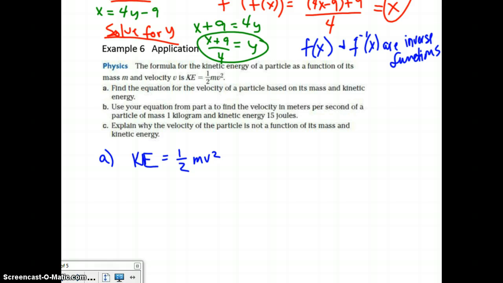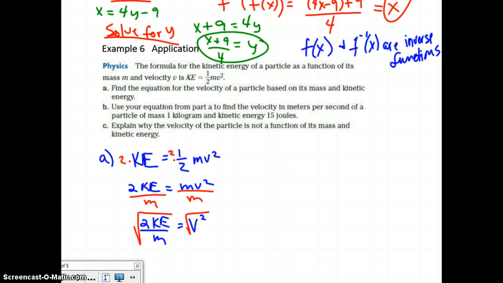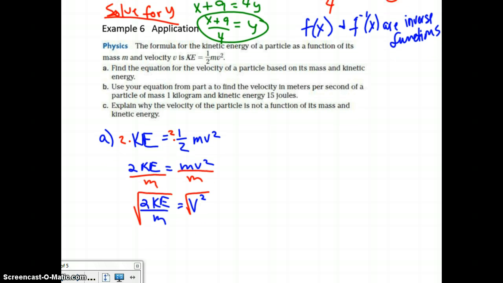We'll start by multiplying by 2. So I get 2 KE is equal to mv squared. Then I'm going to divide by m. So I get v squared equals 2 KE over m. And finally take the square root. Then I get v equals the square root of 2 KE over m. So that's velocity in terms of the kinetic energy and mass.